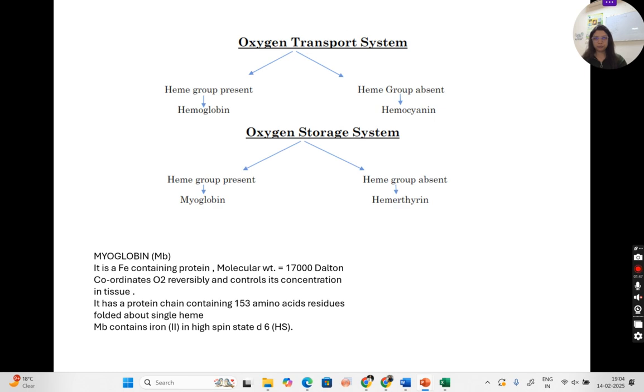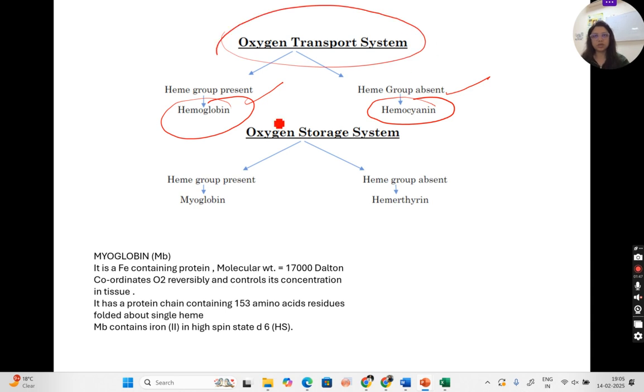Moving forward, this is the oxygen transport system. Where the heme group is present, we know it as hemoglobin. Where the heme group is absent, we know it as hemocyanin, and both are used for oxygen transport. For oxygen storage, if the heme group is present, it is known as myoglobin, and if absent, it is known as hemerythrin. A direct question can come: which of the following has a heme group and can help in oxygen transport, and which does not have a heme group and can still help in oxygen transport.